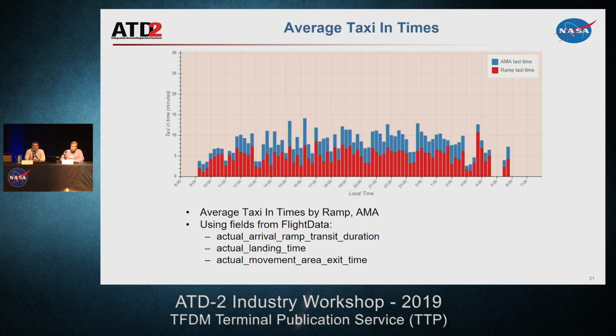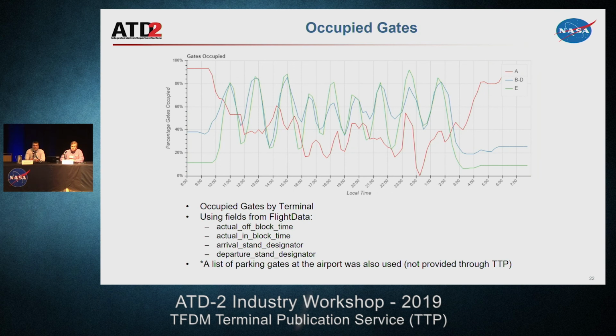Same thing, reversing it for the arrivals. The only thing about this chart that you wouldn't necessarily have out of TTP itself is the actual adaptation of the airport. So if you want to know what gates were even available to begin with, that isn't necessarily in the feed. But if you know what gates are there, you could roll it up and create something like this. This particular one shows which gates were occupied and unoccupied.